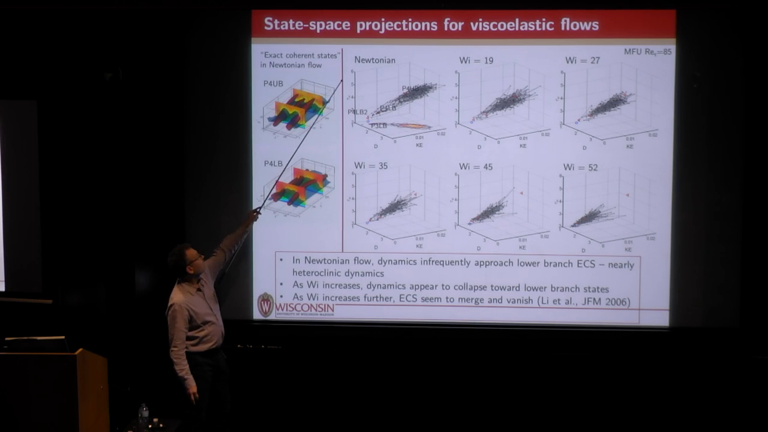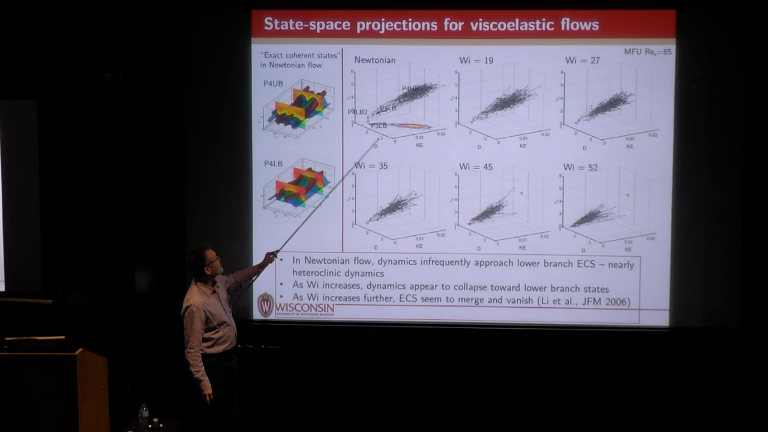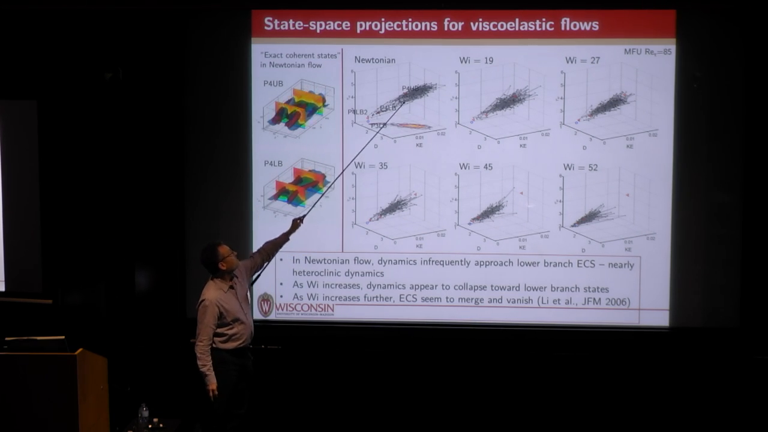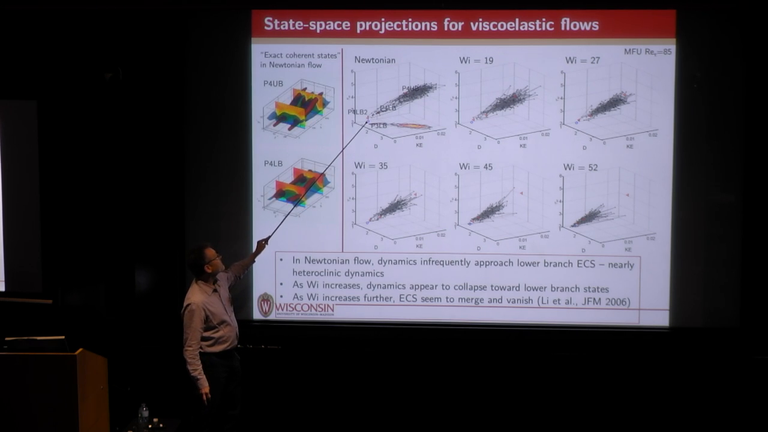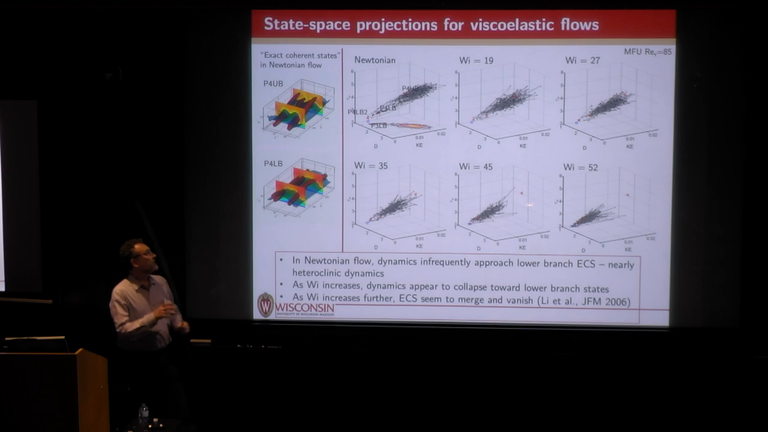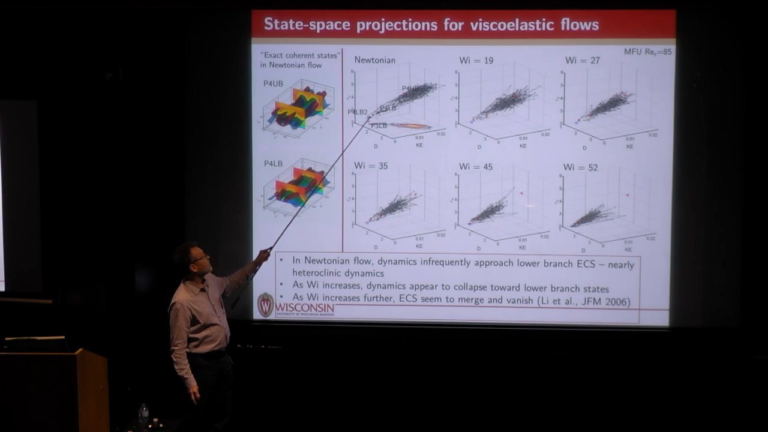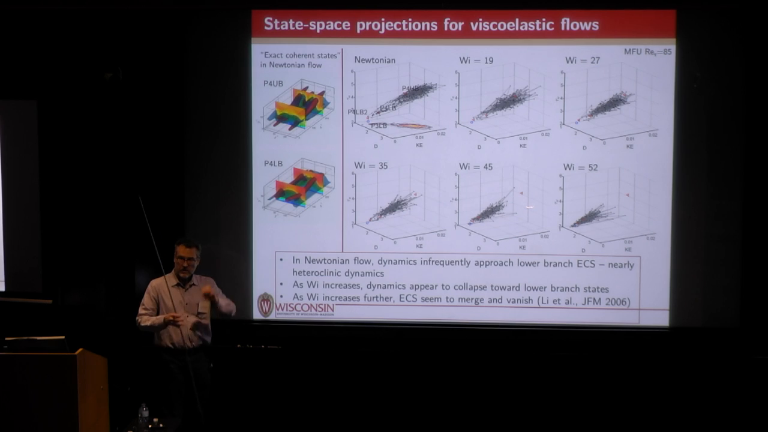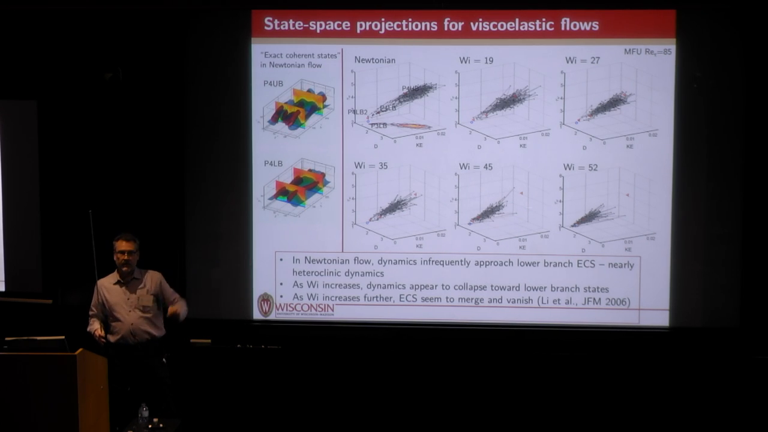And so if you make a state space projection of wall shear stress, dissipation, and kinetic energy, you can plot these solutions on here. You can look at the dynamics. And so in the Newtonian case, you have these infrequent excursions down toward these lower branch states. So those are the infrequent hibernation intervals.